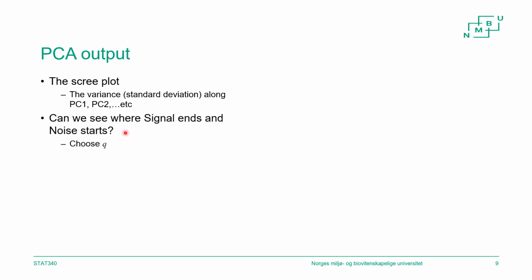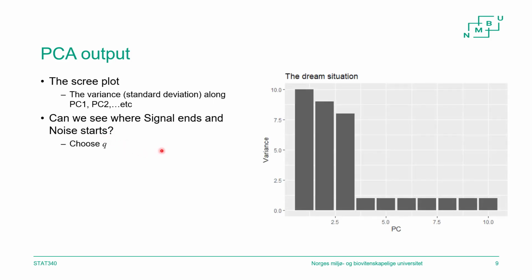And from this we should try to make up our mind: can we see where the signal ends and the noise starts? And that's where we choose our Q, right? How many principal components are needed to capture all the signal without starting to capture more noise. So here is a dream situation of a scree plot.